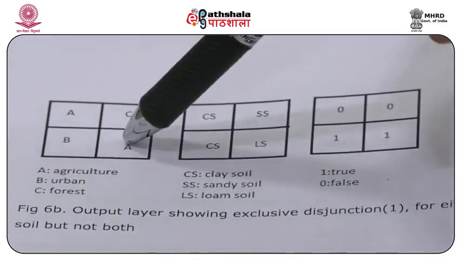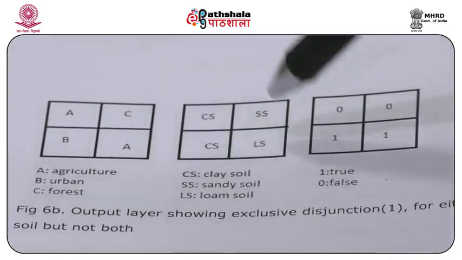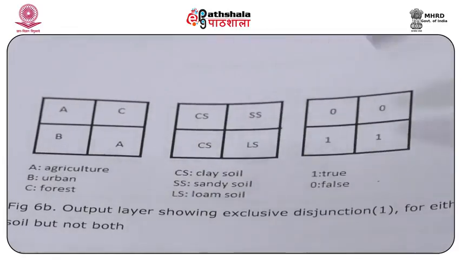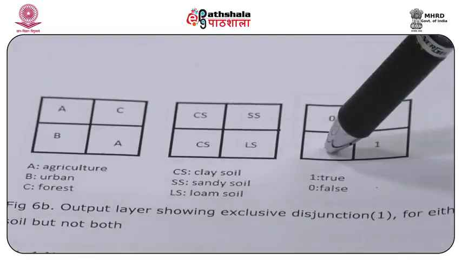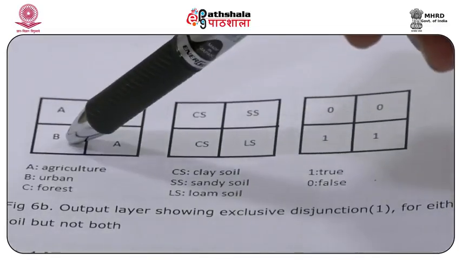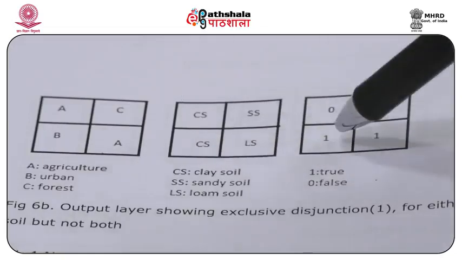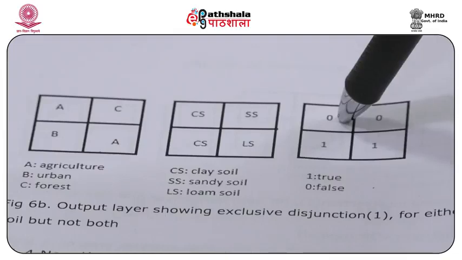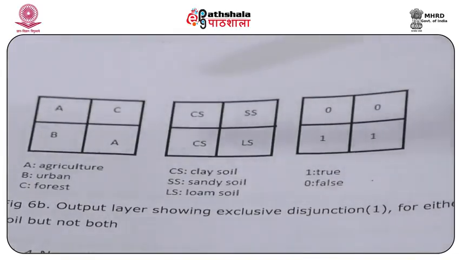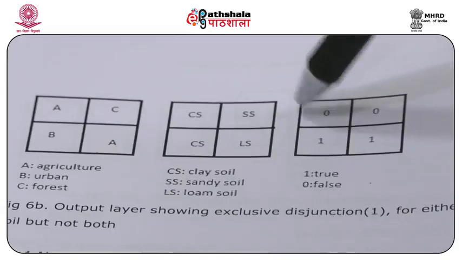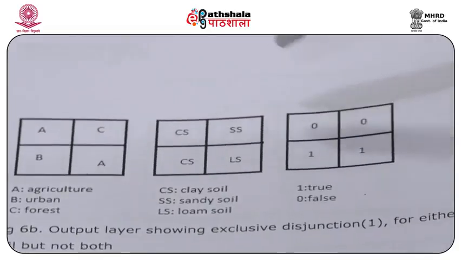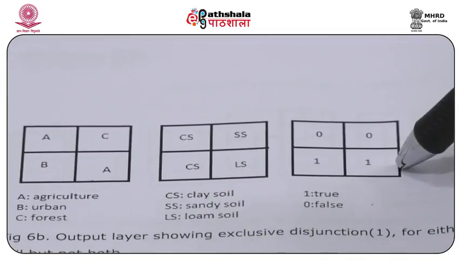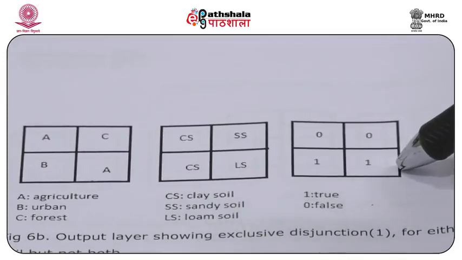So here in the 4th pixel you have agricultural and loam soil. So agricultural is satisfied but clay soil is not satisfied. That is why this is 1. Similarly in the 3rd pixel, agriculture is not there but clay soil is there. So again it's 1. But if you notice, the first pixel which was true before is now false because it's agricultural as well as clay soil. So this comes to a false condition. So you will realize that depending on what you need, you can have different false and true conditions here.